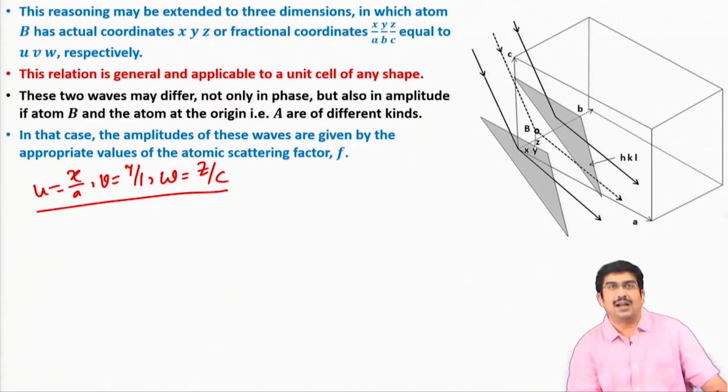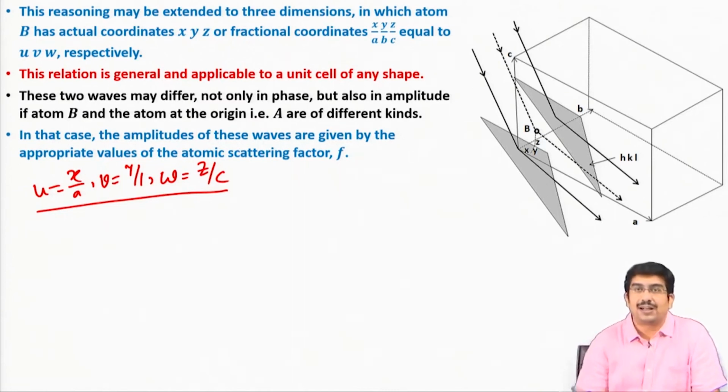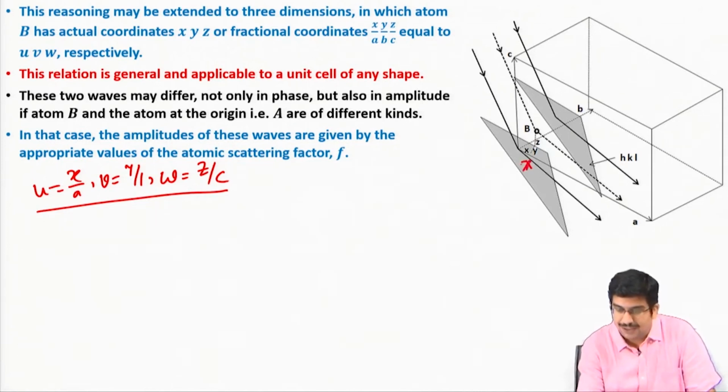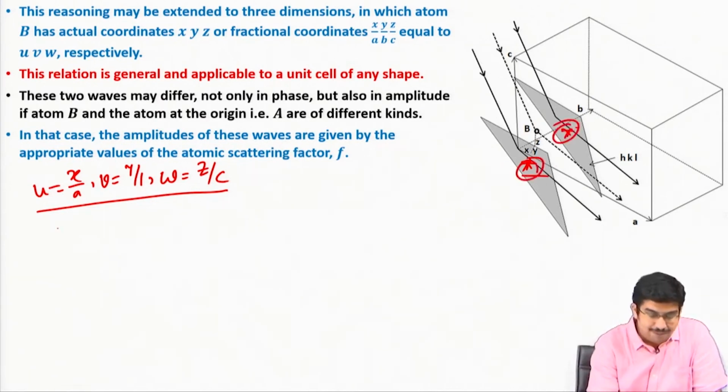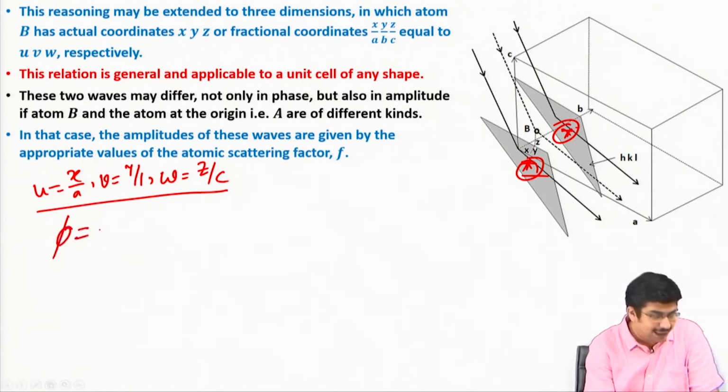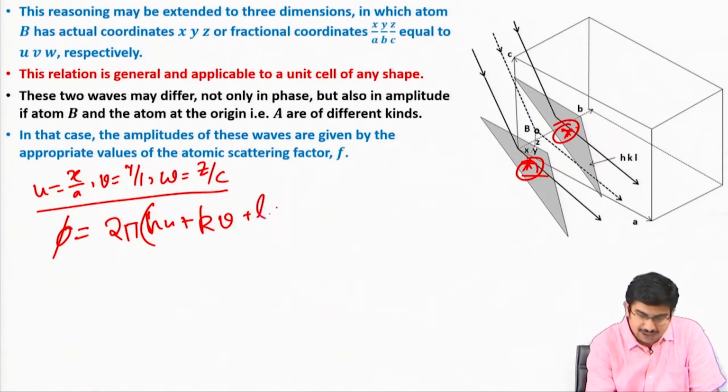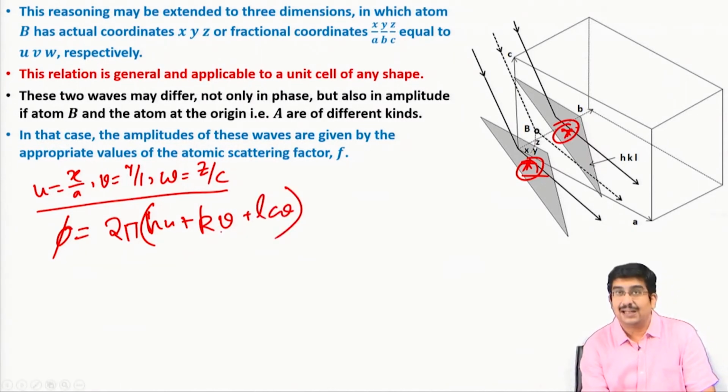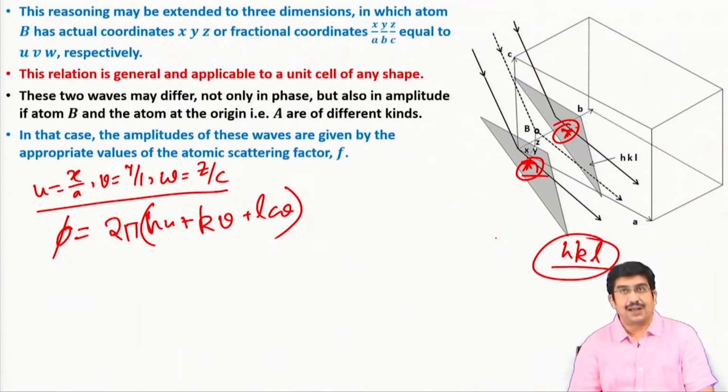So, this is the fractional coordinate of this arbitrarily defined plane. Now the phase difference between the rays coming out of the origin plane and this other arbitrarily defined plane, we can extend into 3 dimensions and write in this way: simply 2 pi times h u plus k v plus l w, where h k l is basically the plane for which the diffraction conditions are satisfied, the plane that is diffracting.